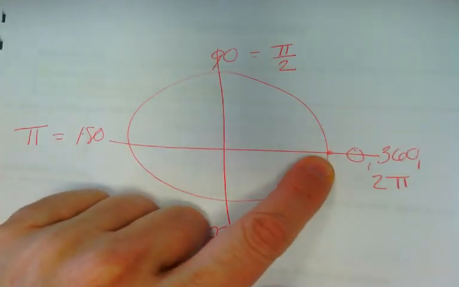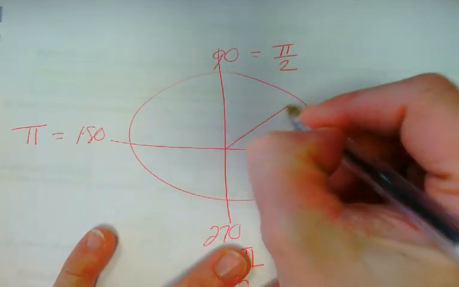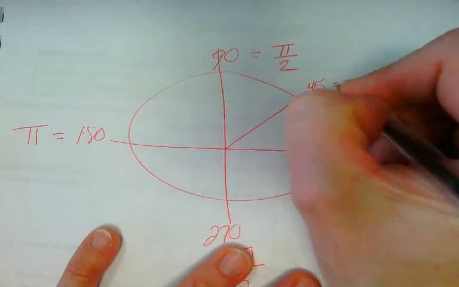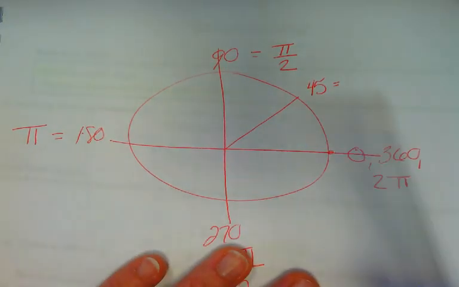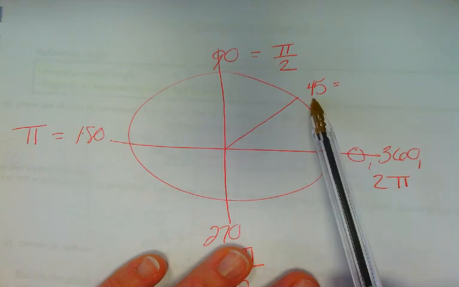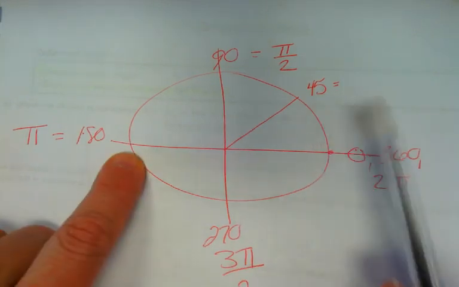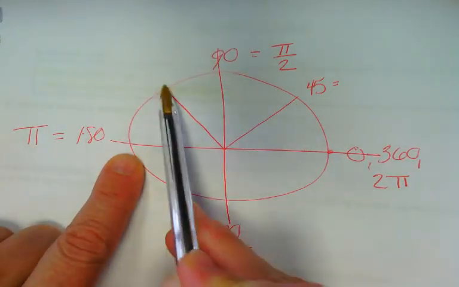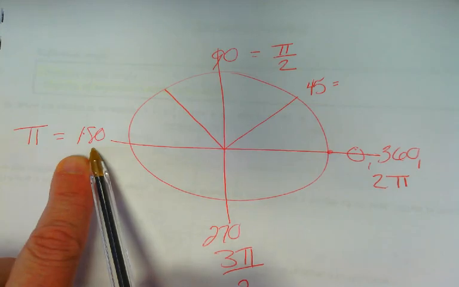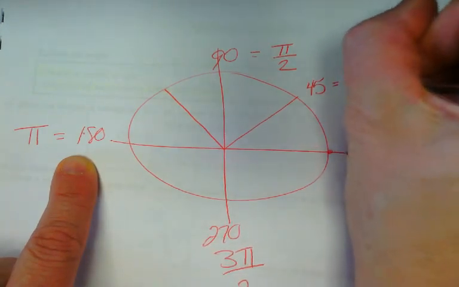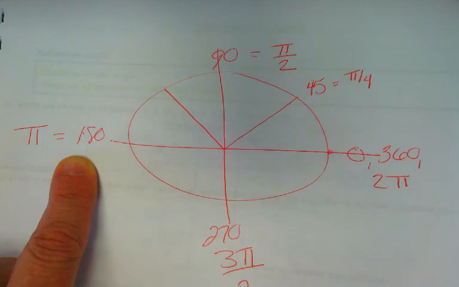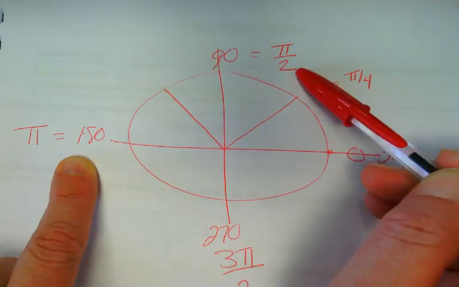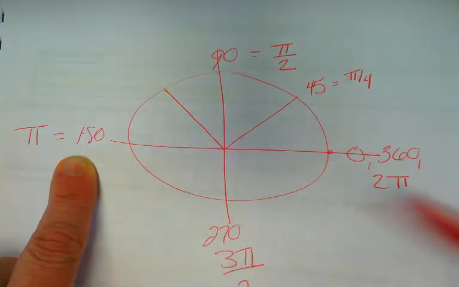Okay? Let's take another one we know. If I cut this in half, how many degrees did we say that was? 45. How many radians did we say that is? If I split this up, how many 45s are in a 180? 4, so that would be pi over 4. Does that make sense? So 45 we need to know is a pi over 4. 90 we need to know is a pi over 2. 180 is a pi, 3 pi over 2, 2 pi.